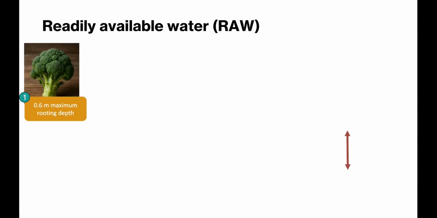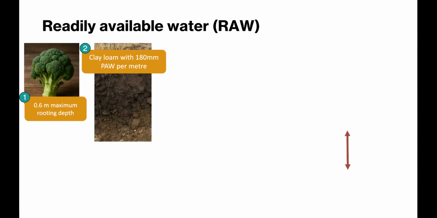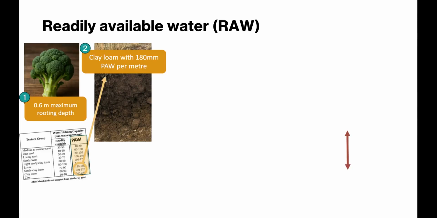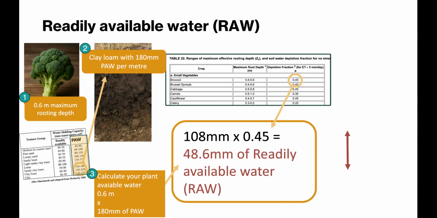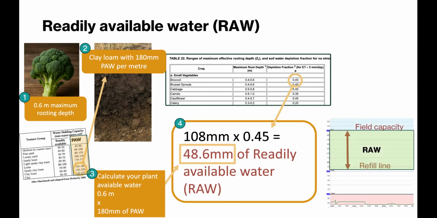To calculate the RAW of your soil, you need to find out the maximum rooting depth of your crop, and then using the hand texturing method, you can determine the texture of your soil, and then find out the plant available water content for that rooting depth. Then you want to multiply that number by the RAW fraction on the FAO website, and your answer will be the fraction of plant available water that is readily available. So in this case, for broccoli on a clay loam, we've got 48.6 millimetres of RAW, so we can set our refill line 48.6 millimetres below the full point on our soil moisture graph.